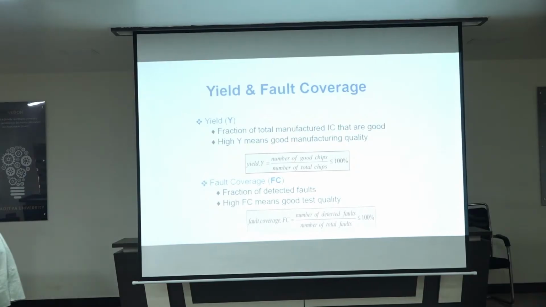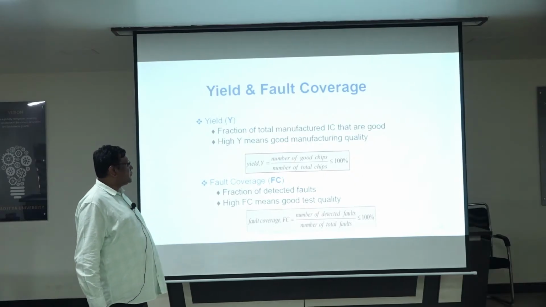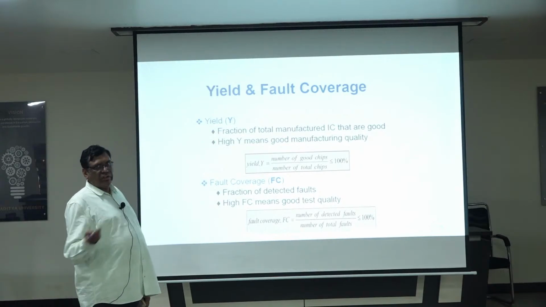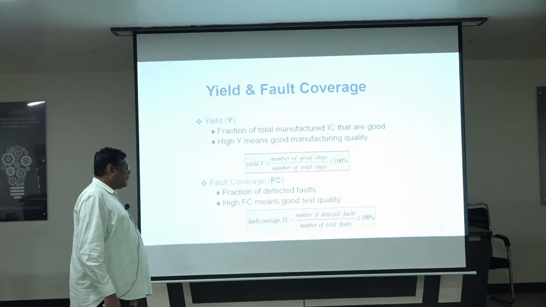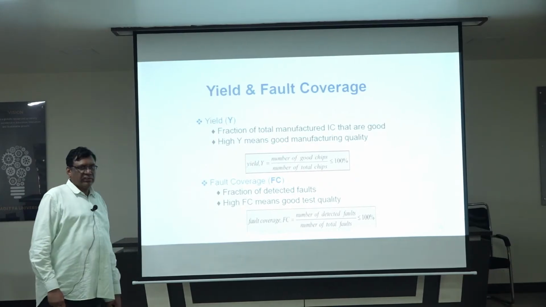A few terminologies are there here. Yield is nothing but the simple number of good chips divided by the number of total chips. Out of the total chips, how many good chips are there, that's it, simple equation. Fault coverage is the number of detected faults divided by the number of total faults.